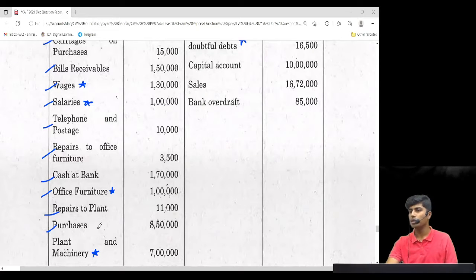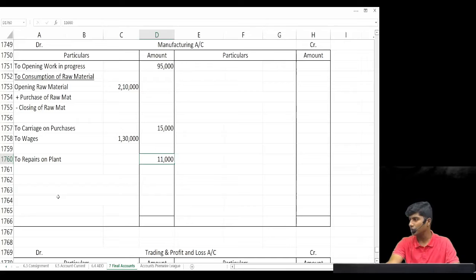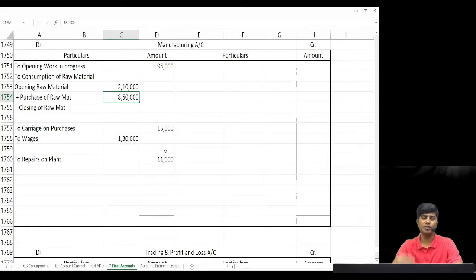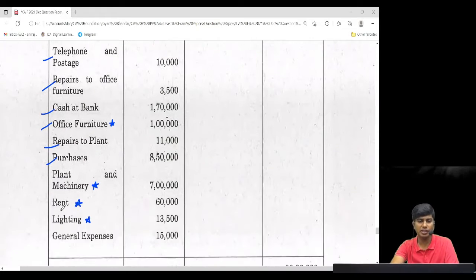Then after that, purchases 8,50,000. Where do we write? What is this purchases? Finished goods purchase or raw material purchase? So it should come in manufacturing account. We cannot write it in trading account debit side. Why? We are manufacturing finished goods and transferring from manufacturing to trading. We are not writing it as two purchases in trading account. So let me write this purchase. This is purchase of raw material, which will be used in computation of consumption of raw material. Opening plus purchase minus closing. How much is the purchase now? 8 lakh 50. 2 lakh 10 plus 8 lakh 50. Clear? Great.